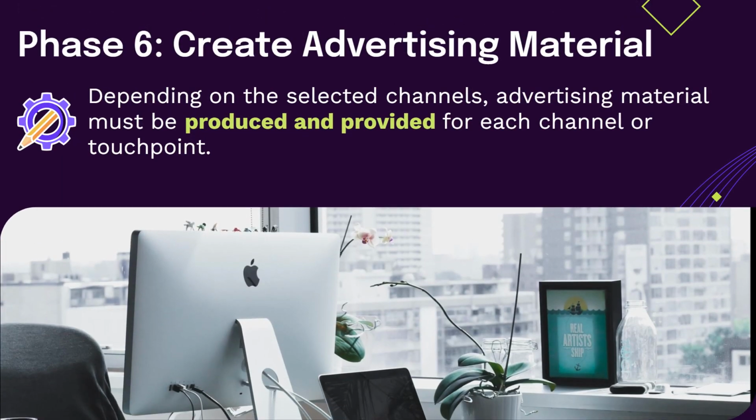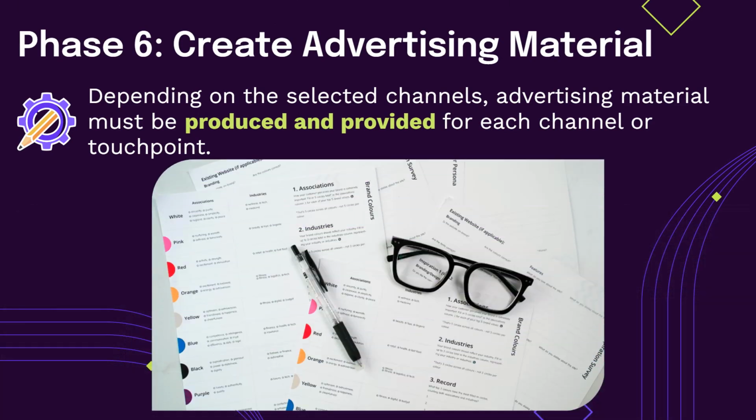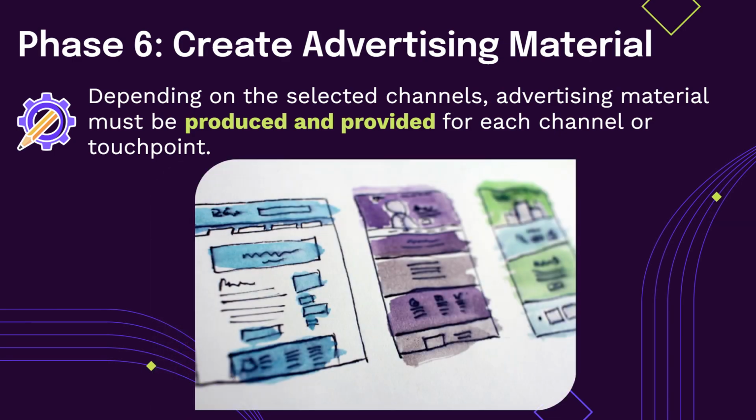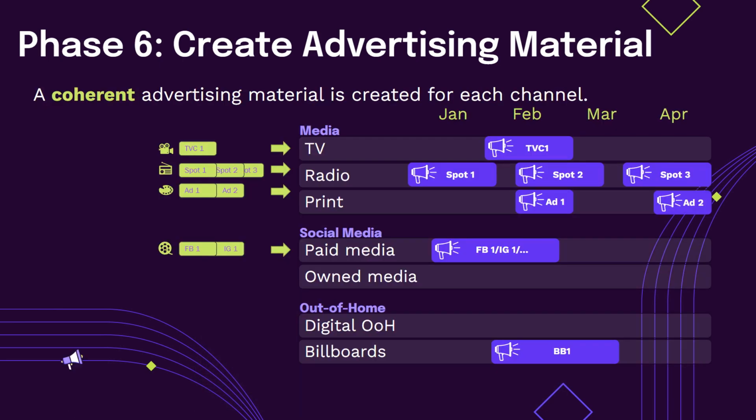The sixth phase of campaign planning is to create the advertising material based on the selected channels. Up to this step, everything has just been paperwork. However, now, the time has arrived for the creatives to bring the vision to life in the form of advertising material that can be distributed throughout the channels and touchpoints. The creating of advertising material is often collaborative work.